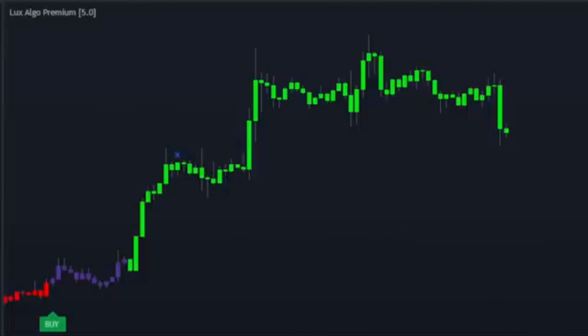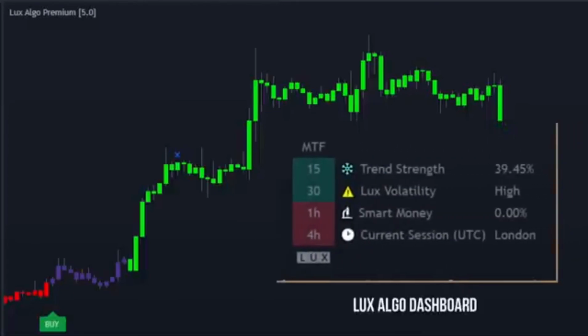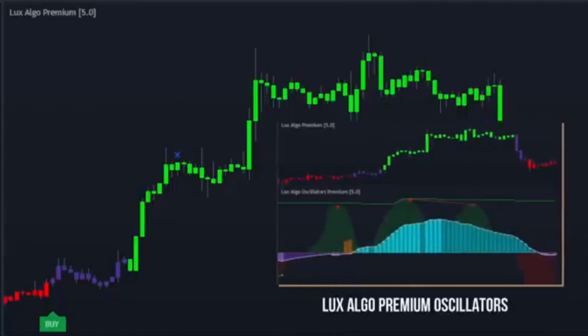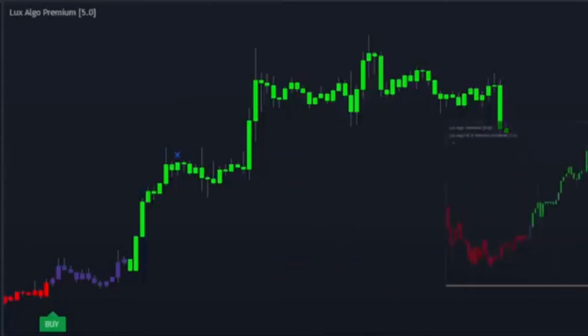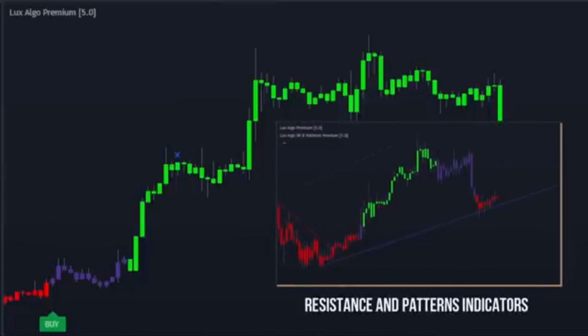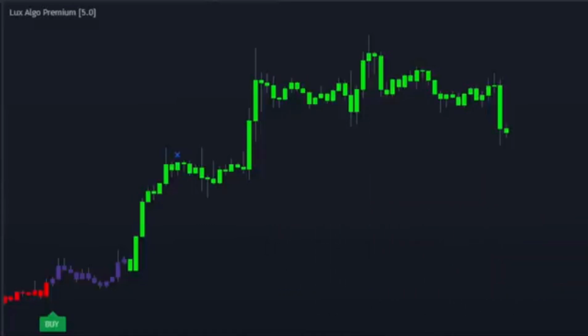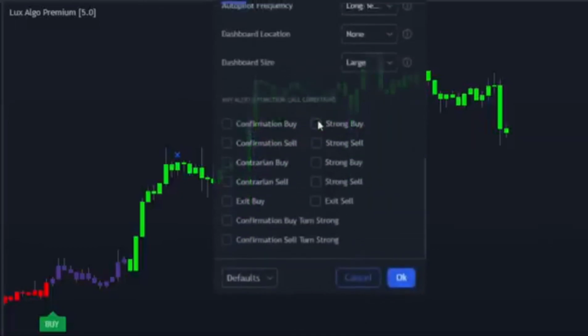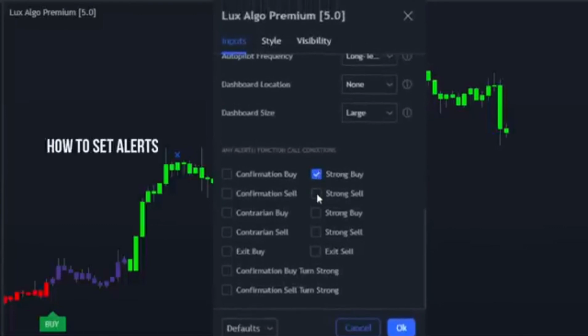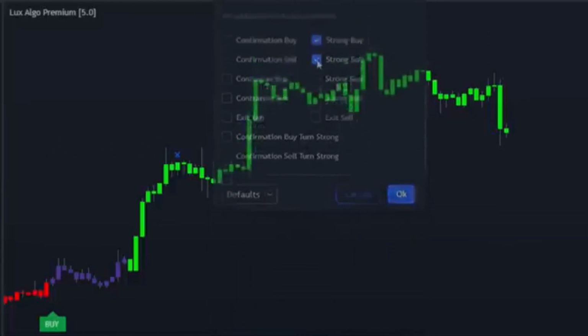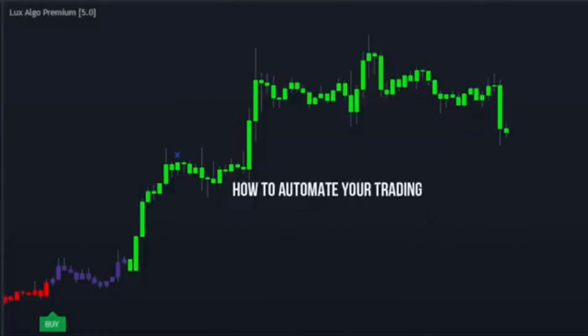Coming up in our next videos, we would like to explore the Lux algo package with you even further, as we are yet to talk about the Lux algo dashboard, Lux algo premium oscillators, and the Lux algo support, resistance and patterns indicators, including automated trend lines. We would also like to show you how to set alerts for the buy and sell signals within Lux algo, and even how to automate your trading with optimizer bots. Let us know if any of these features would be of interest to you.